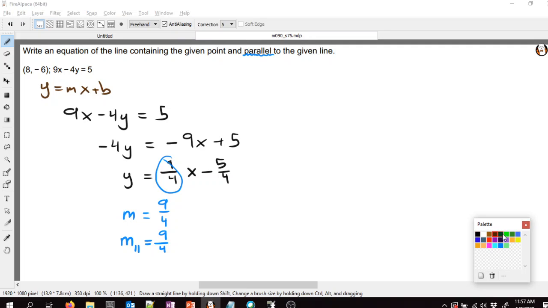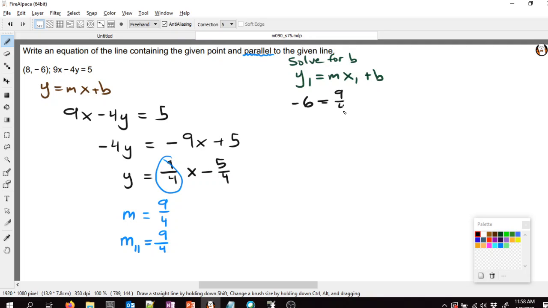And this time, instead of using the point slope form of a line, I'm going to go ahead and solve for b. Now, some people like to do it this way instead of point slope form, which is what I prefer. I'm going to put a negative 6 in here for y. I'm going to put 9/4 in for the slope. My x coordinate is 8. And I don't know what b is. That's what we're trying to find.